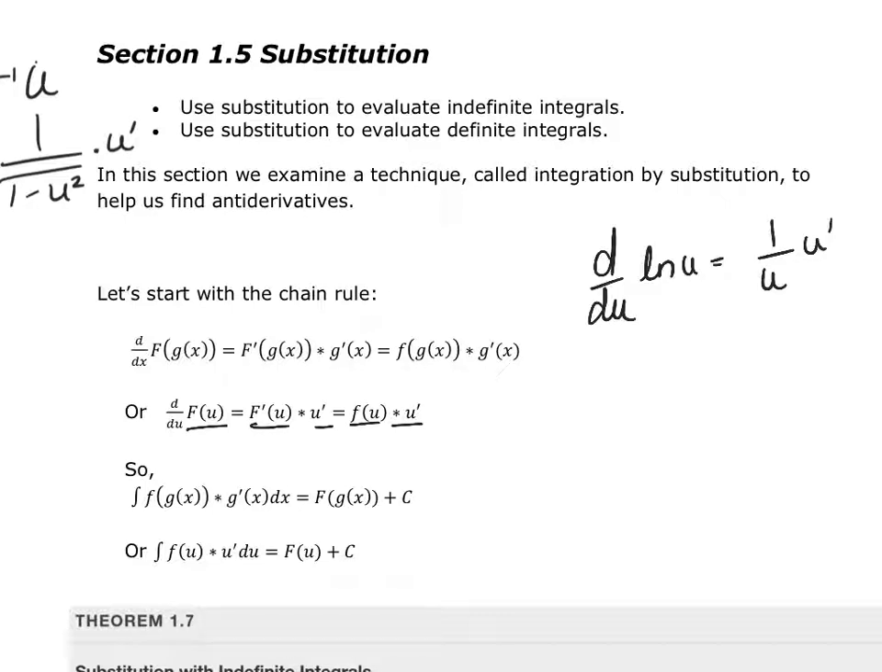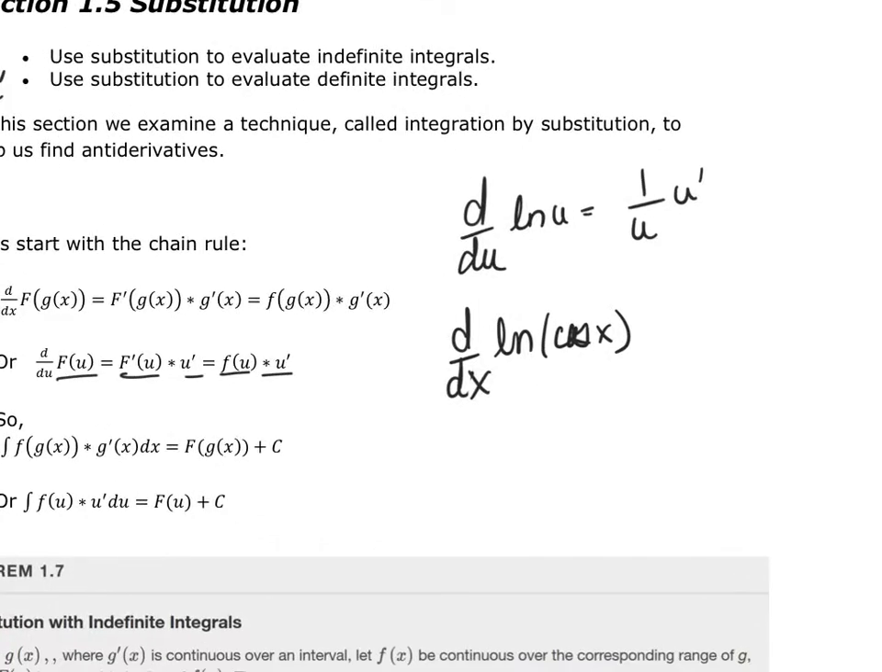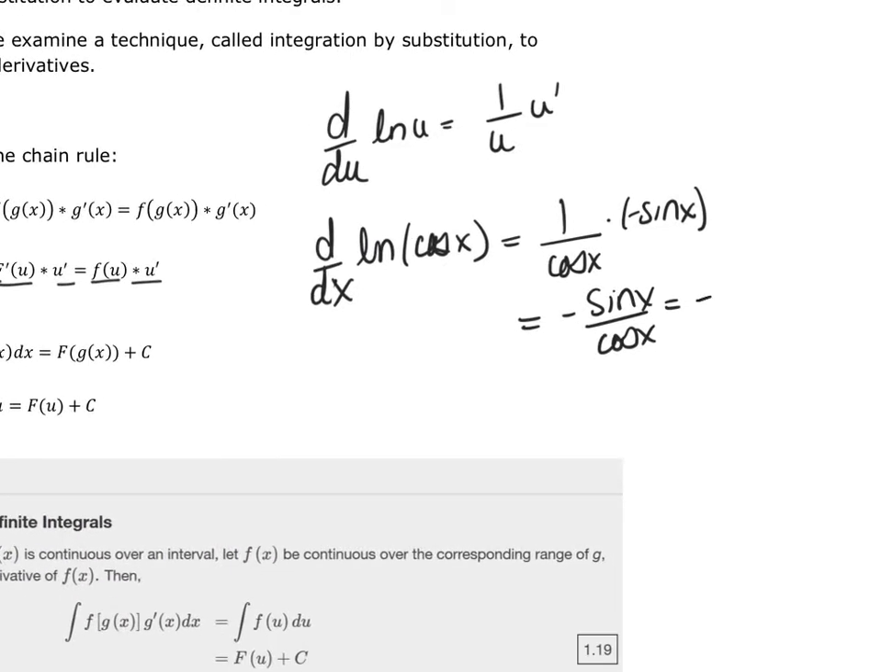So if I have the derivative d dx of the natural log of the cosine of x, using this rule, then this is going to equal 1 over the cosine of x. And then the derivative of the cosine is negative sine x. So I end up with negative sine x over cosine x. And if I'm really feeling fancy, I can write this as negative tangent of x. No, negative sine over cosine, negative tangent x.